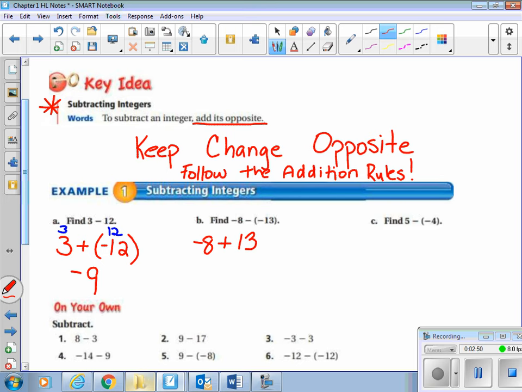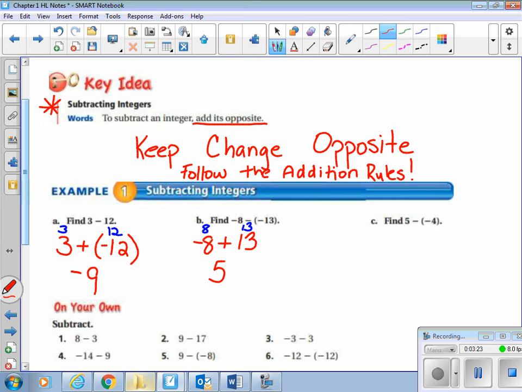Now that I have an addition problem, my signs are different. I have a negative and a positive. Therefore, I'm going to find the difference, which means I'm going to subtract. 13 minus 8 is 5. Now I can think about my absolute value. The absolute value of negative 8 is 8. The absolute value of 13 is 13. Since 13 is greater than 8, I would take the sign of the 13, which is positive, making that a positive 5, which means I do not have to write a sign. When there's no sign in front of the number, we know that it is positive.